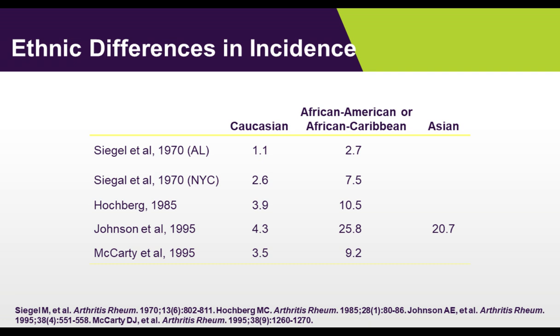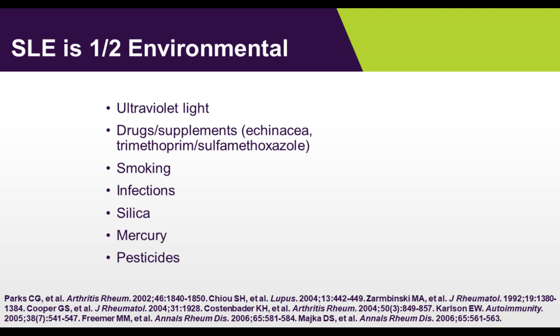Well, if lupus is half genetics, it follows it must be half environmental. And ultraviolet light is the classic environmental precipitant, but there are many others, including some drugs, smoking, and environmental precipitants like silica, mercury, and even insecticides. For infections, the most common one is Epstein-Barr Virus.